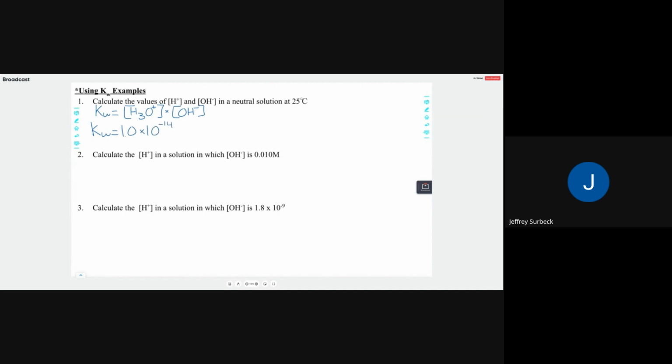And I should have led with this. Remember, K is reported at a certain temperature. This is at 25 degrees Celsius, okay? Now, all I'm going to do is replace KW with the actual known, calculated, experimentally determined value, and I'm going to put that where it should go. So I'm going to have 1.0 times 10 to the negative 14th equals, and I'm going to have you think about this. Do we have any idea right at this moment in this particular problem what H plus or OH minus is?